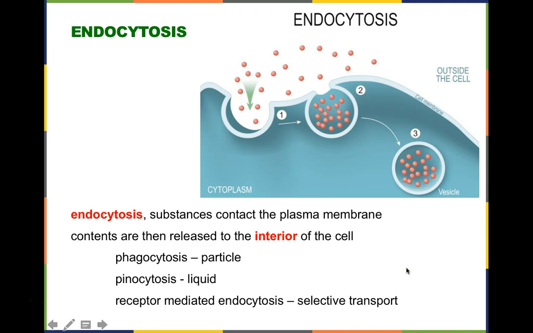There are various mechanisms used to bring materials inside and deposit materials outside of a cell. Endocytosis, endo means within, cytosis is a mechanism of the cell, brings materials in. We have 3 types of endocytosis. Phagocytosis is a specialized type of endocytosis that brings particles inside of a cell. Pinocytosis means sipping, bringing liquids inside of a cell. And receptor-mediated endocytosis is a type of selective transport.